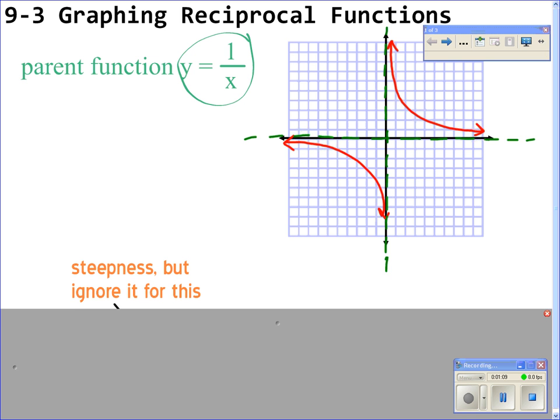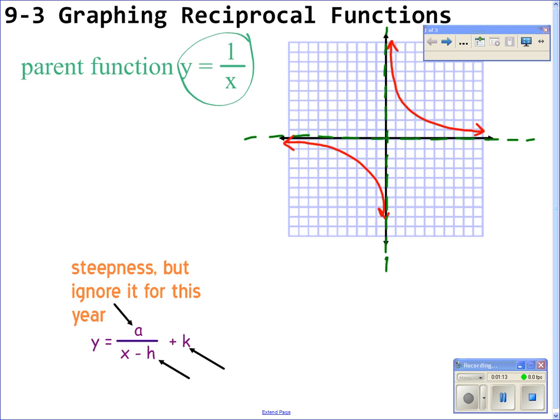Here is kind of the formula that we're going to be looking at. Just like this note says right here, there's going to be a number up here. For this year, we're just going to ignore that. In future math classes, depending on what math class you take, you may look into that a little bit more in the specific ways that it changes the graph. But it is the steepness. But I'm just worried about, can you move the graph around appropriately, and can you flip it if need be?